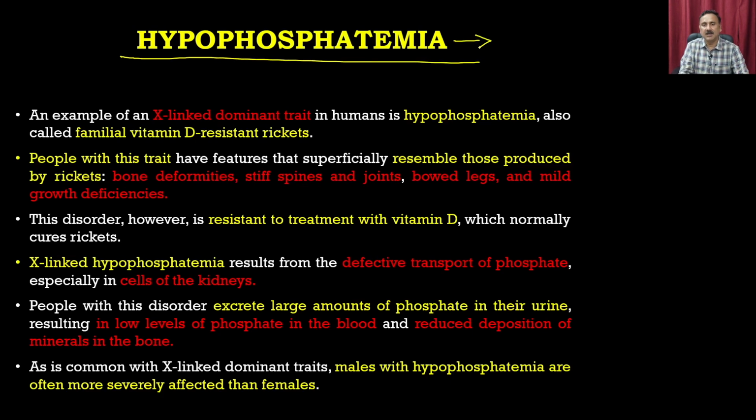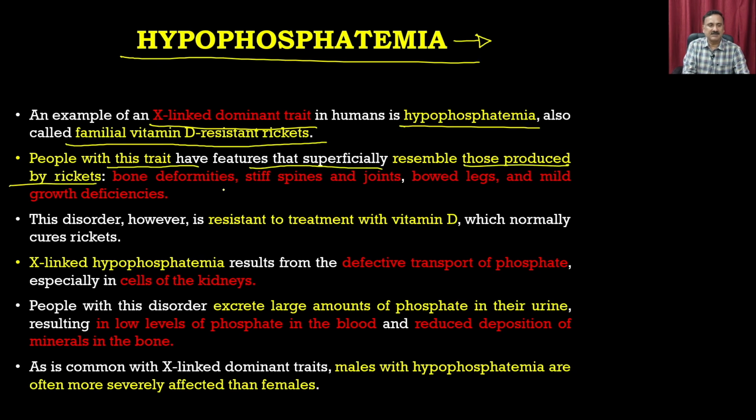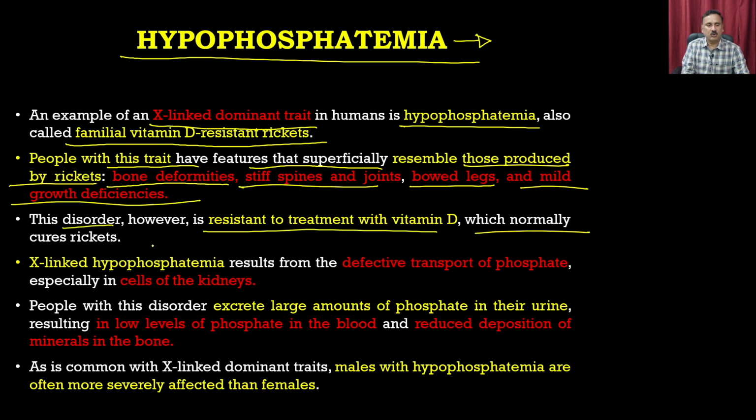Then we have another disease called hypophosphatemia. It is an X-linked dominant trait, also called familial vitamin D-resistant rickets. People with this trait have features that superficially resemble those produced by rickets, like bone deformities, stiff spines and joints, bowed legs, and mild growth deficiencies. This disorder is resistant to treatment with vitamin D, which normally cures rickets. X-linked hypophosphatemia results from defective transport of phosphate, especially in the cells of the kidney.